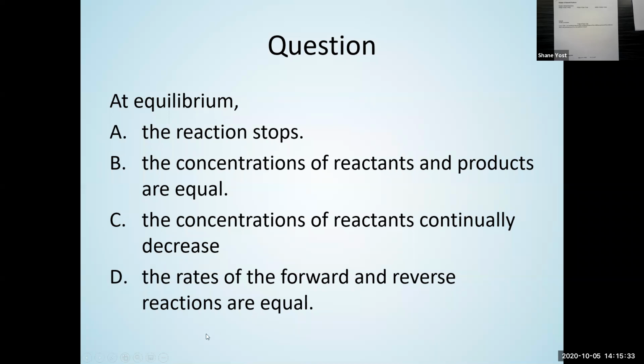So it's D here. The rates of the forward and reverse reactions are equal. Concentrations are constant, but they are not necessarily equal to each other. The reactions have definitely not stopped.